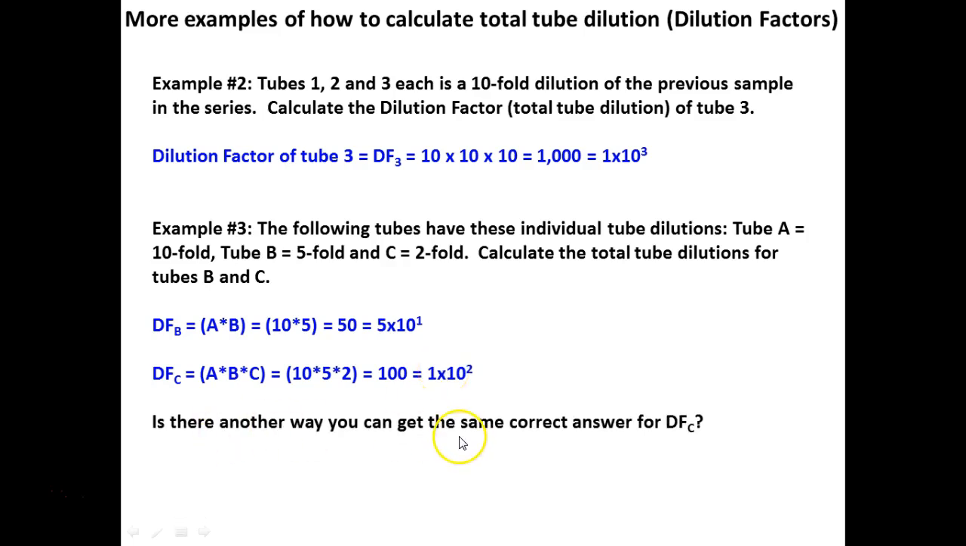So here we say, can you do this another way? Of course. You just keep going. Once you figure out what B is, you can times by C. Once you figure out what one tube is, you just multiply it by the dilution factor for that individual tube. And you just keep going down the line.